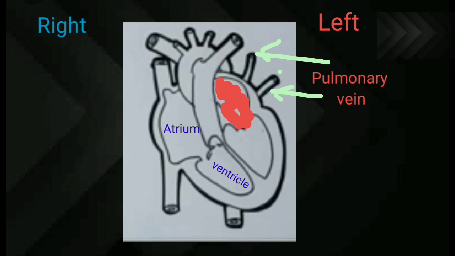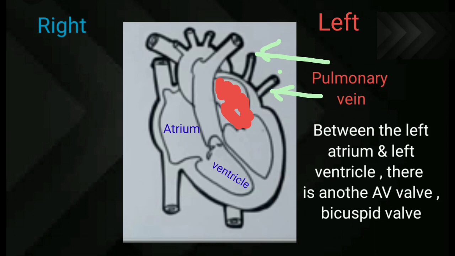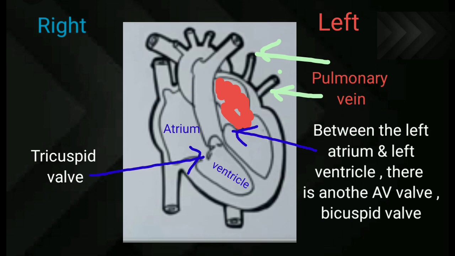Again, between the left atrium and the left ventricle, there will be an AV valve. Remember, atrioventricular valve. So which AV valve is there? This is the bicuspid valve. On the right side, we had the tricuspid. Remember, right, tri. Right side, we had tricuspid.